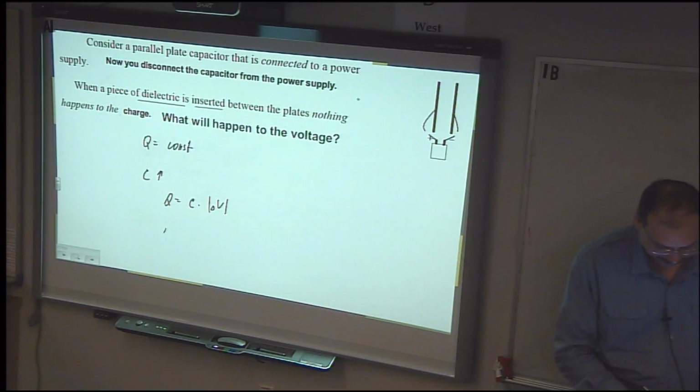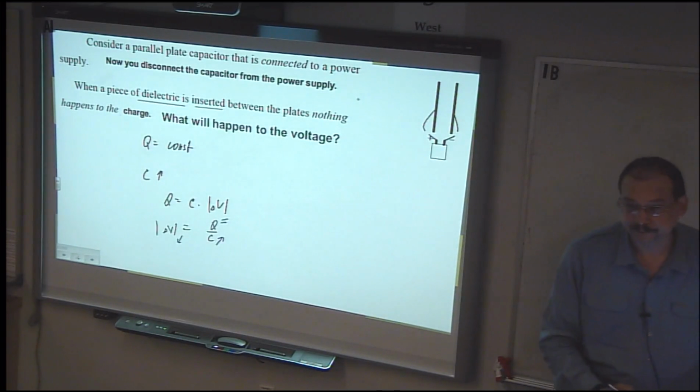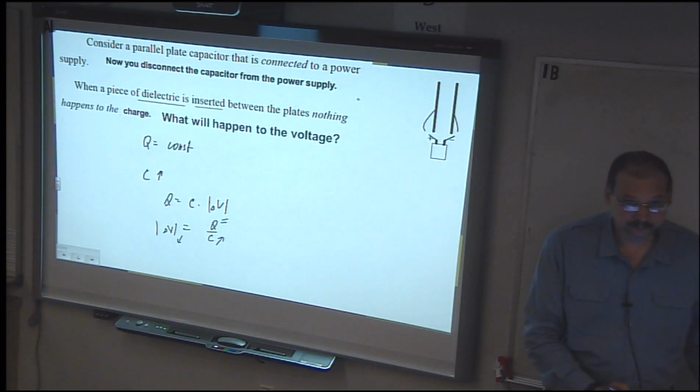Okay, so delta V will be equal to Q over C. Q remains constant and C increases, so delta V decreases. Any questions?